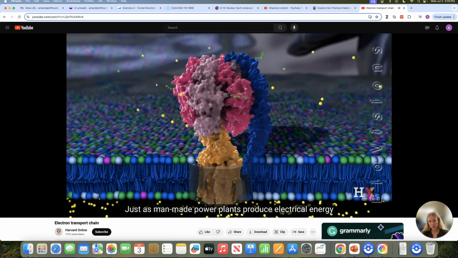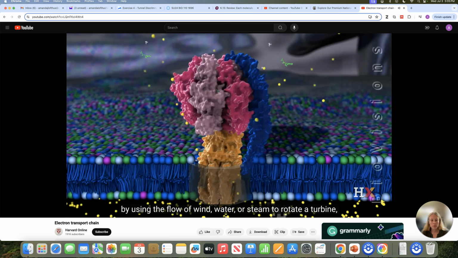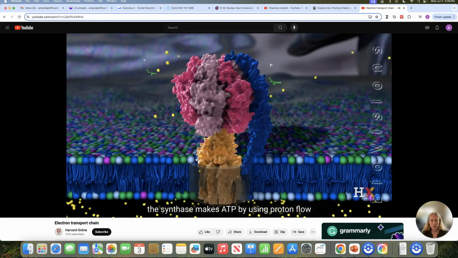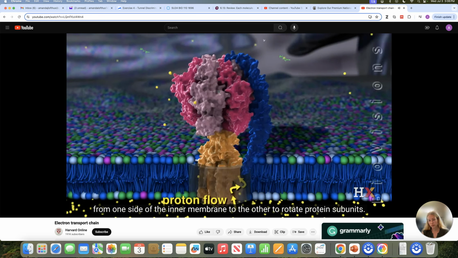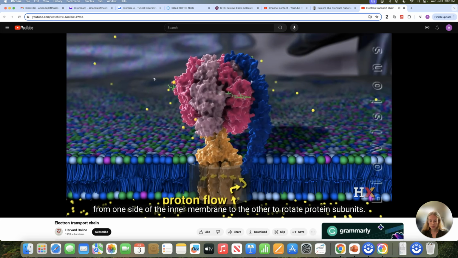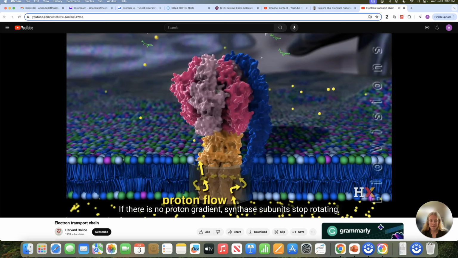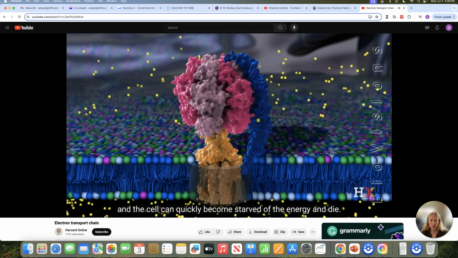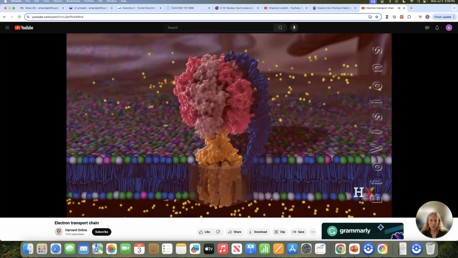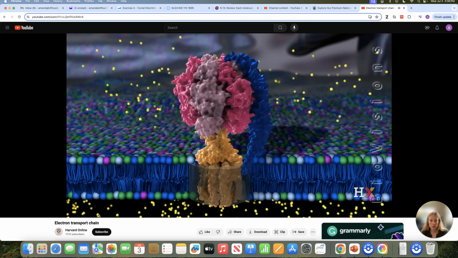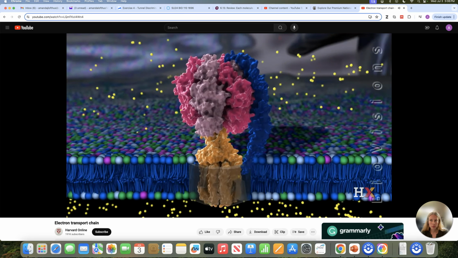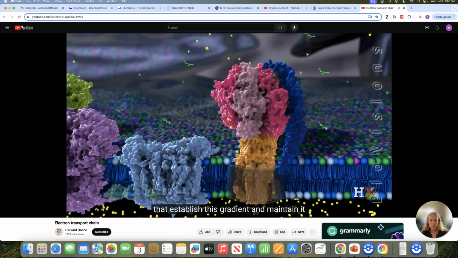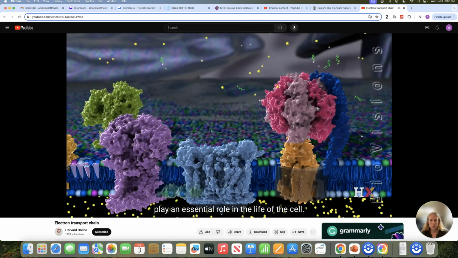Just as man-made power plants produce electrical energy by using the flow of wind, water, or steam to rotate a turbine, the synthase makes ATP by using proton flow from one side of the inner membrane to the other to rotate protein subunits. If there is no proton gradient, synthase subunits stop rotating, and the cell can quickly become starved of energy and die. Therefore, the protein complexes and small molecules that establish this gradient and maintain it play an essential role in the life of the cell.